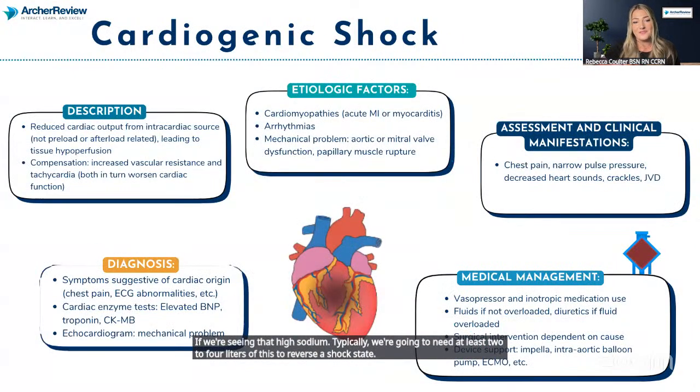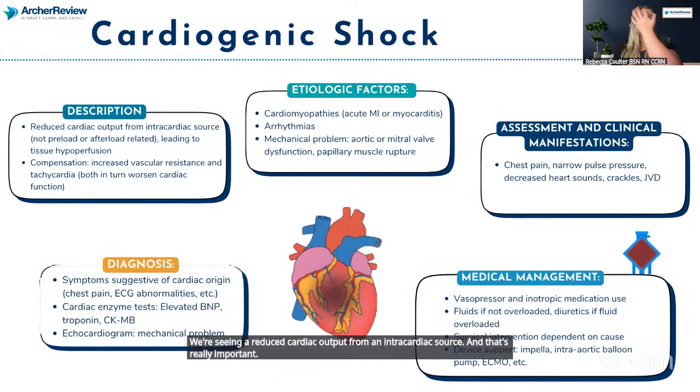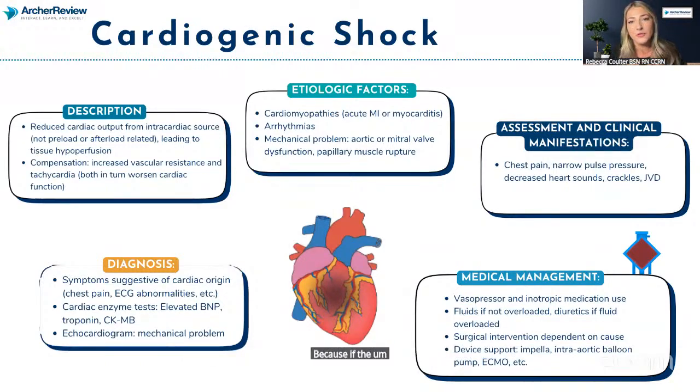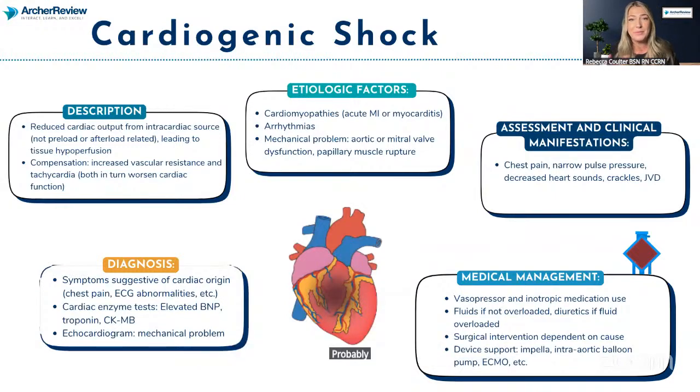Okay, I know we're moving fast. Let's talk about cardiogenic shock. So with cardiogenic shock, it's kind of in the name, we're seeing a reduced cardiac output from an intracardiac source. And that's really important because if we're in hypovolemic shock, we probably have a reduced cardiac output, because cardiac output is a volume measure. It's liters per minute. So if we've got less liters circulating in the blood, we probably have a lower cardiac output, but the heart's not the problem. It's the volume that's the problem.